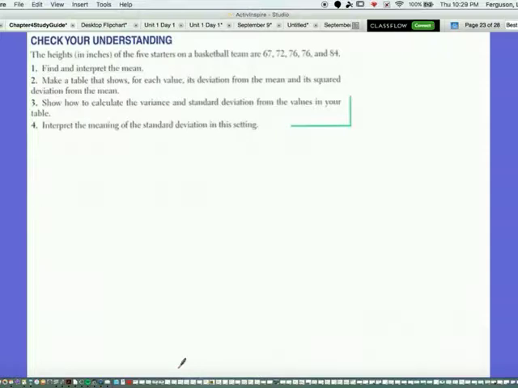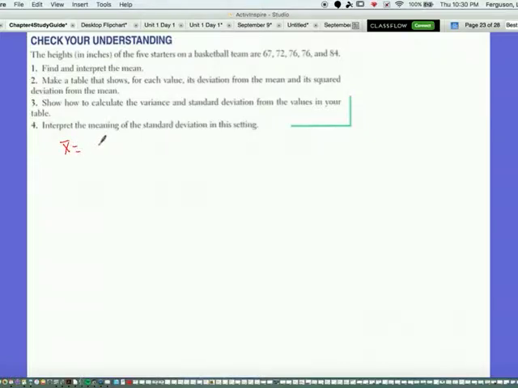So, for this check your understanding, this is not going to be one that you are going to have to answer questions about. We're just going to go over this because we haven't practiced any standard deviation or variance yet. So the first thing we have to do is find and interpret the mean. To find the mean, you just find the average.